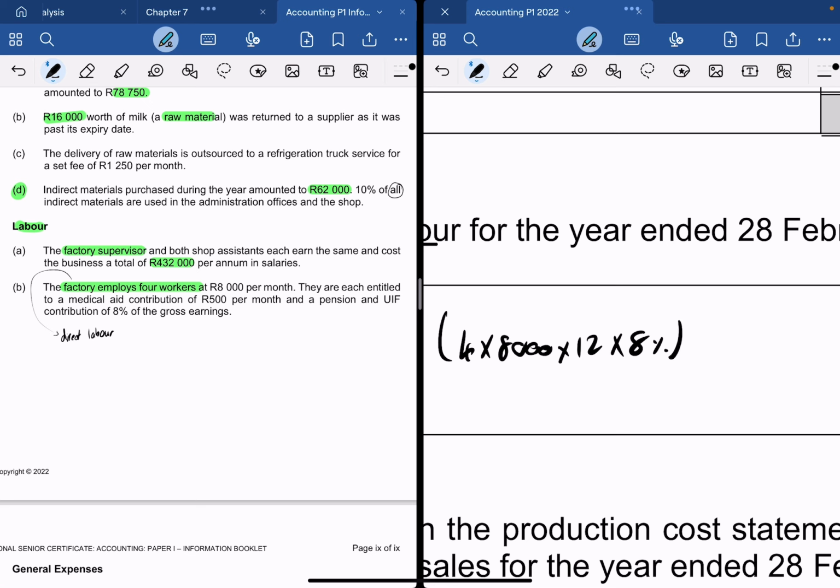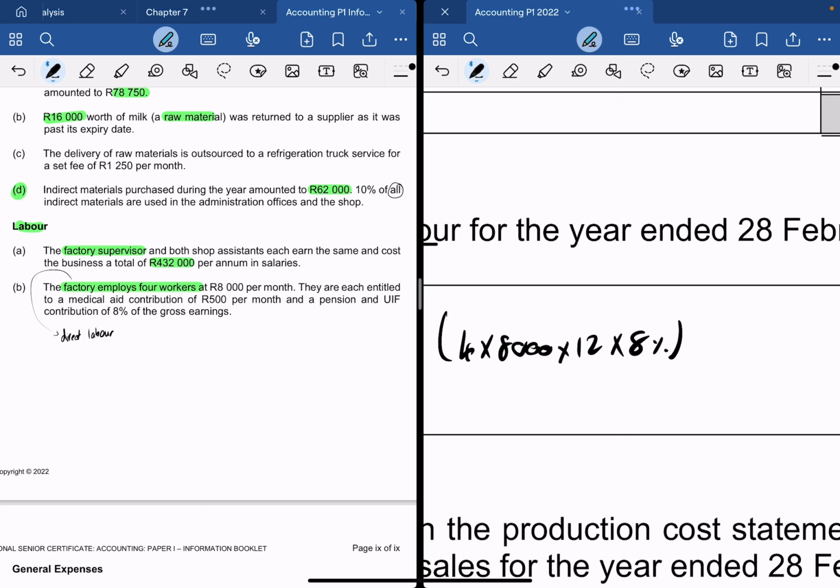And why we need to add this in is because it's a contribution, right? The business is making a contribution to these funds on behalf of the employee. So it's not coming out of the employee's account, it's coming out of the business's bank account. And this calculation is for the cost to company. So how much it actually costs the company. So that's why we got to add it in.